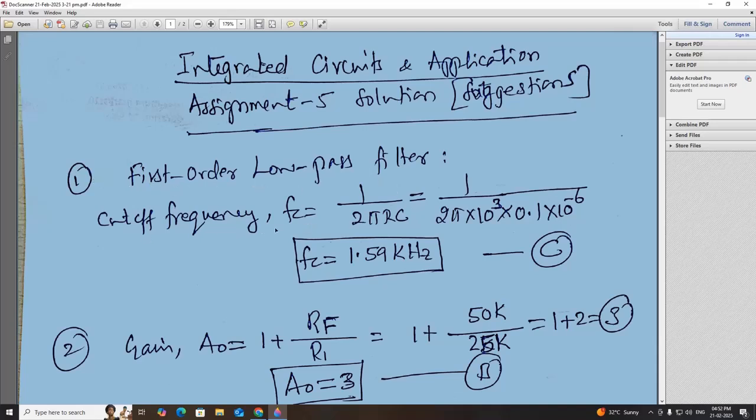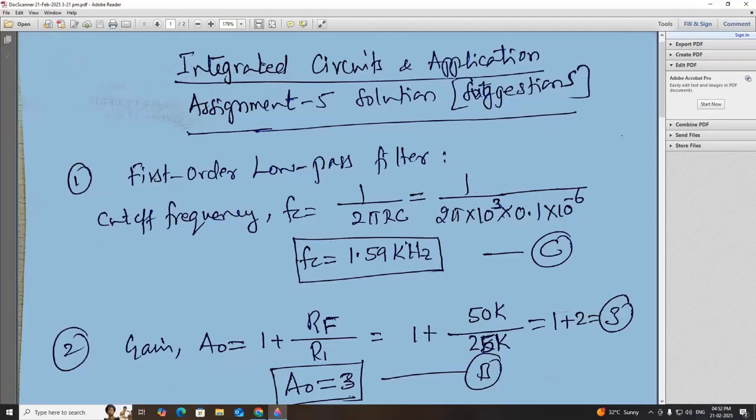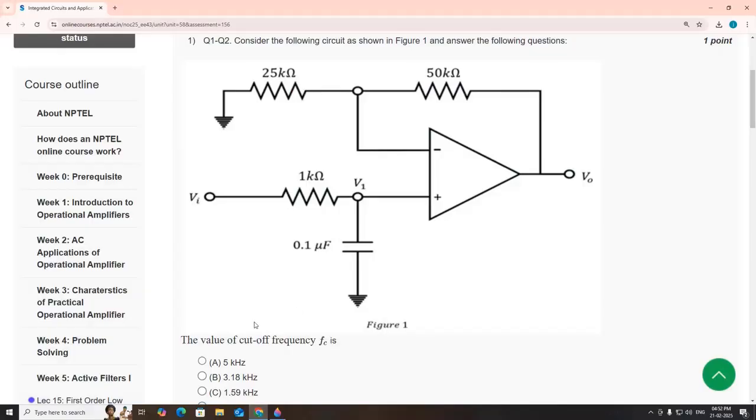So cutoff frequency Fc is equal to 1 divided by 2 pi RC. The R and C values are given: R is equal to 1 kilo ohm and C is equal to 0.1 microfarad. If you substitute the R and C values, you will get Fc equal to 1.59 kilohertz. Option C.